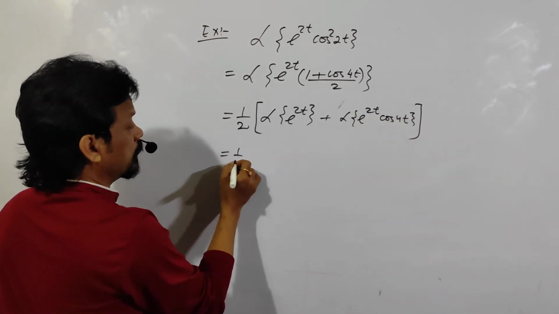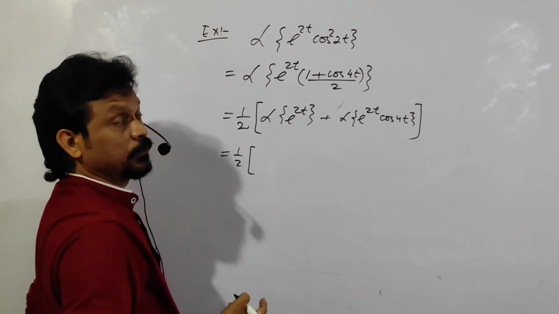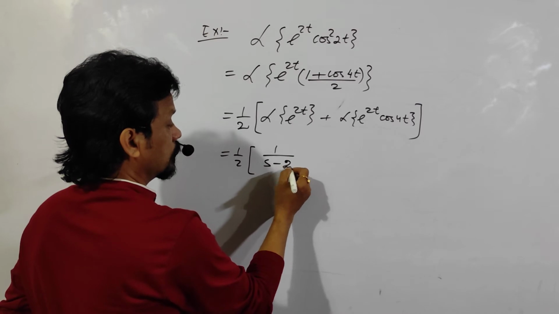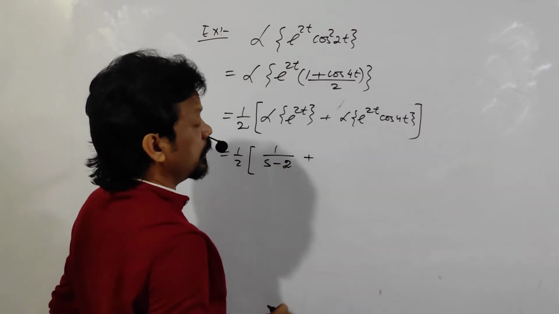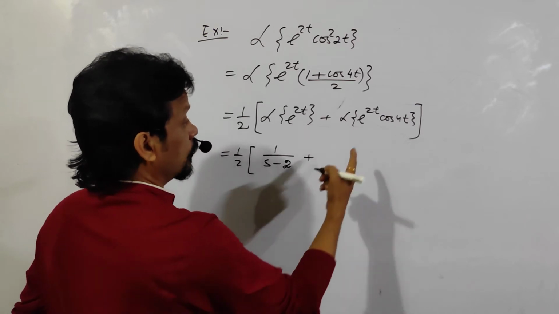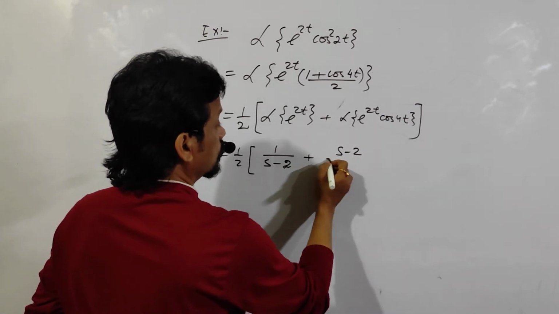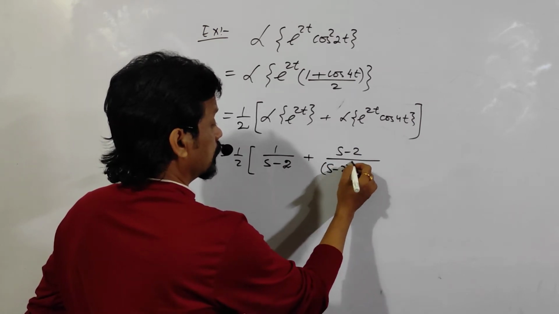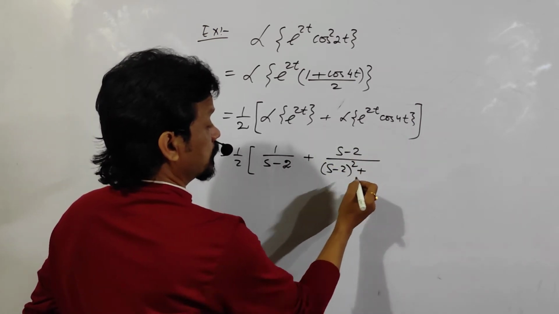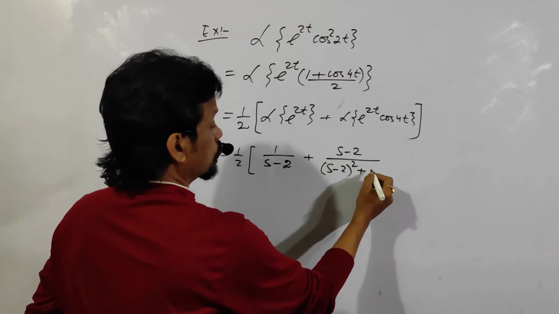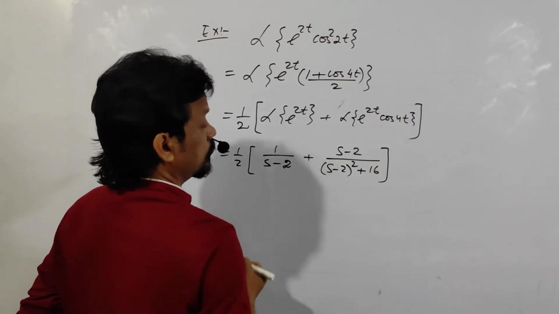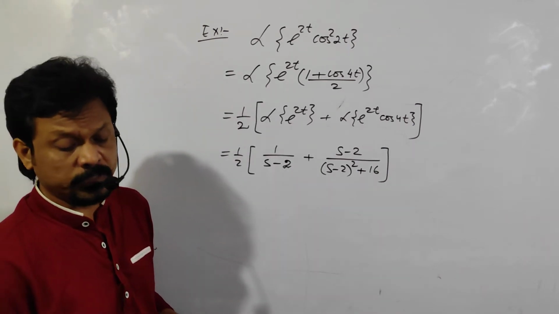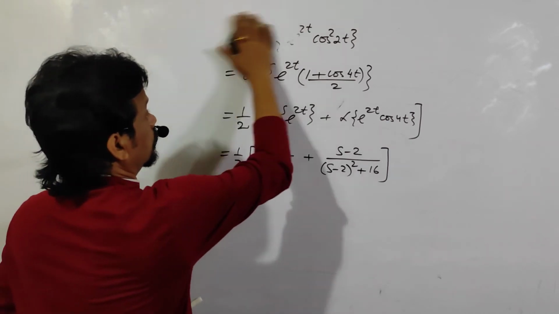Clear? So simply apply the formula directly. e to the power at, 1 by s minus a, here a is 2. Clear? Plus, here e to the power 2t into cos 4t. Cos is there, so s minus 2, because a is 2. Here also s minus 2 whole square, and now trigonometric function, so positive sign will be there. So 4 square, it is 16. So this is the answer. Clear? And keep it like this. Don't simplify further.